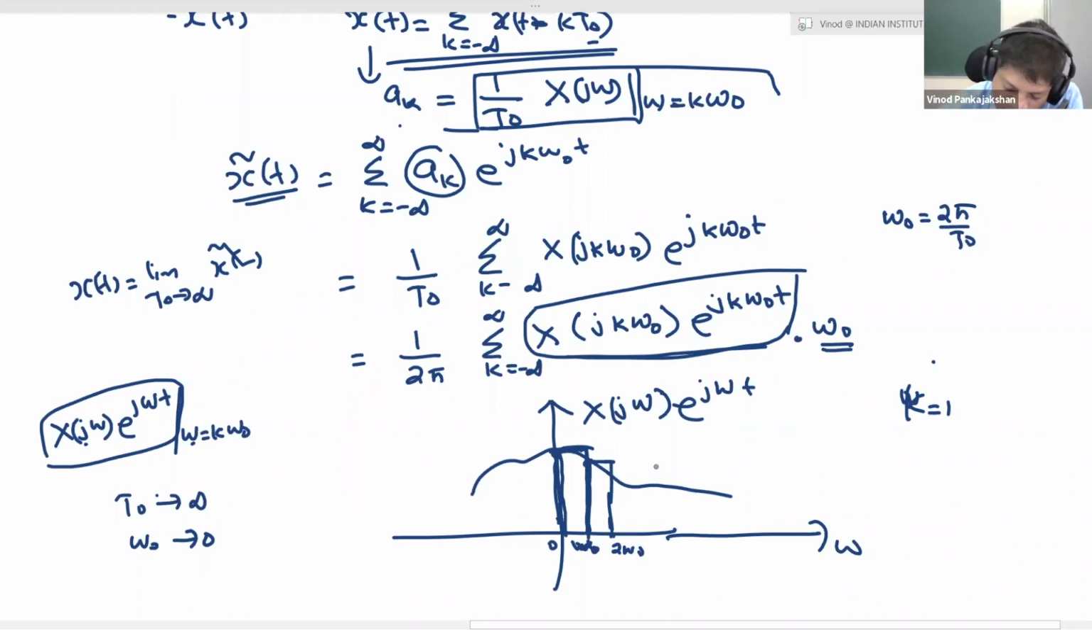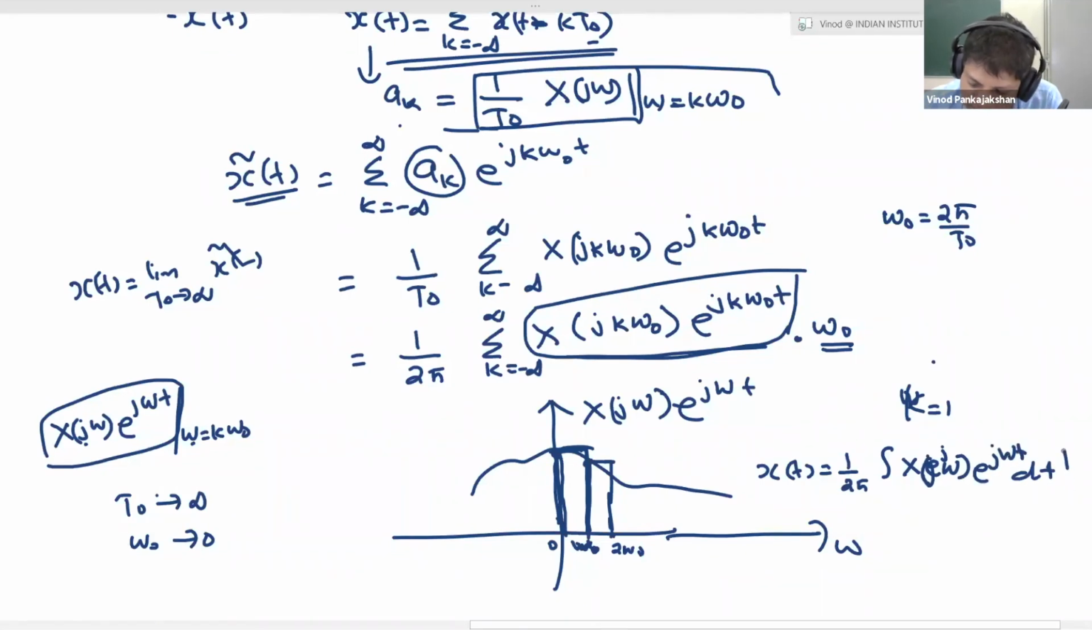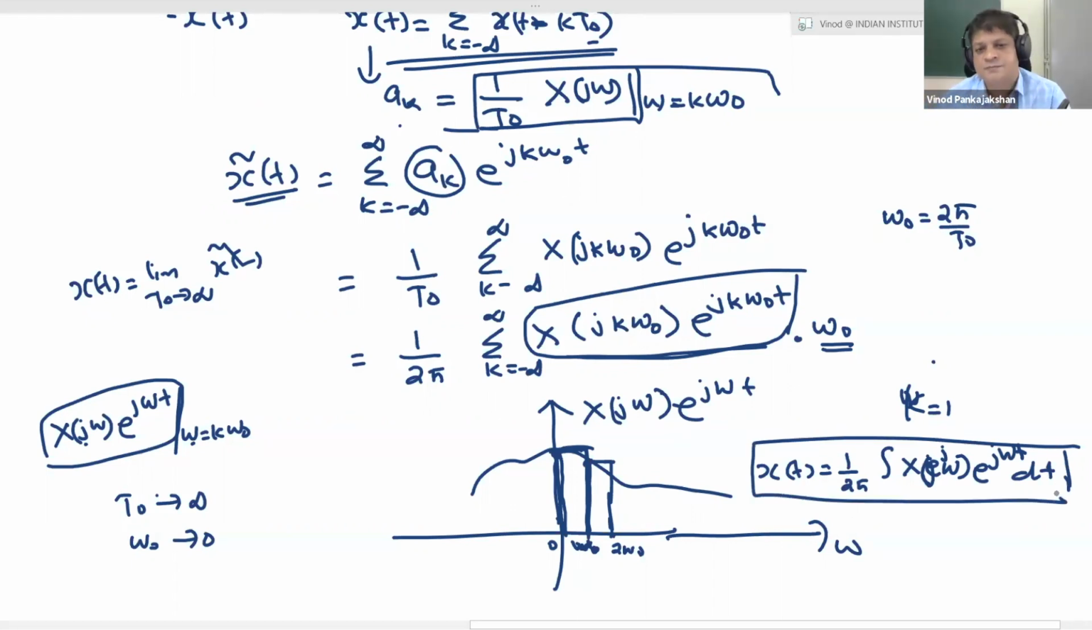So can we say that in the limiting case, x(t) is 1 by 2 pi integral X of j omega into e to the power j omega t d omega? Is this true? Yes. In the limiting case, it is the area under this function. So this is the relation between x(t) and its Fourier transform. If you are given X of j omega, we can find x(t) using this integral. What are the limits of this integral? It is from minus infinity to infinity.